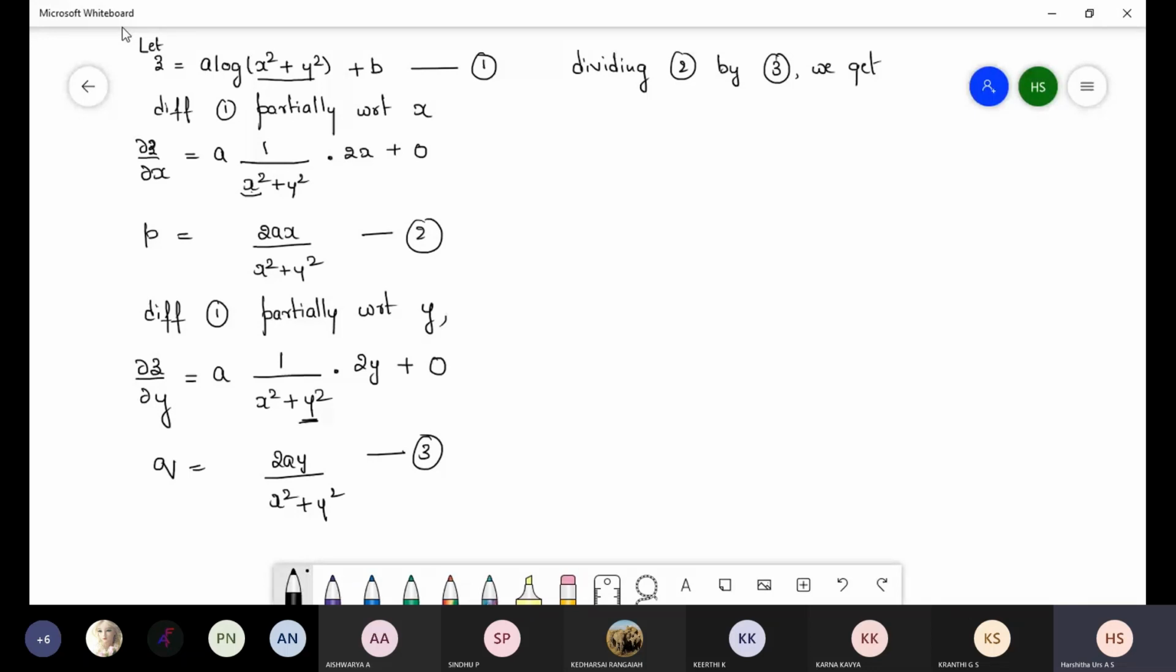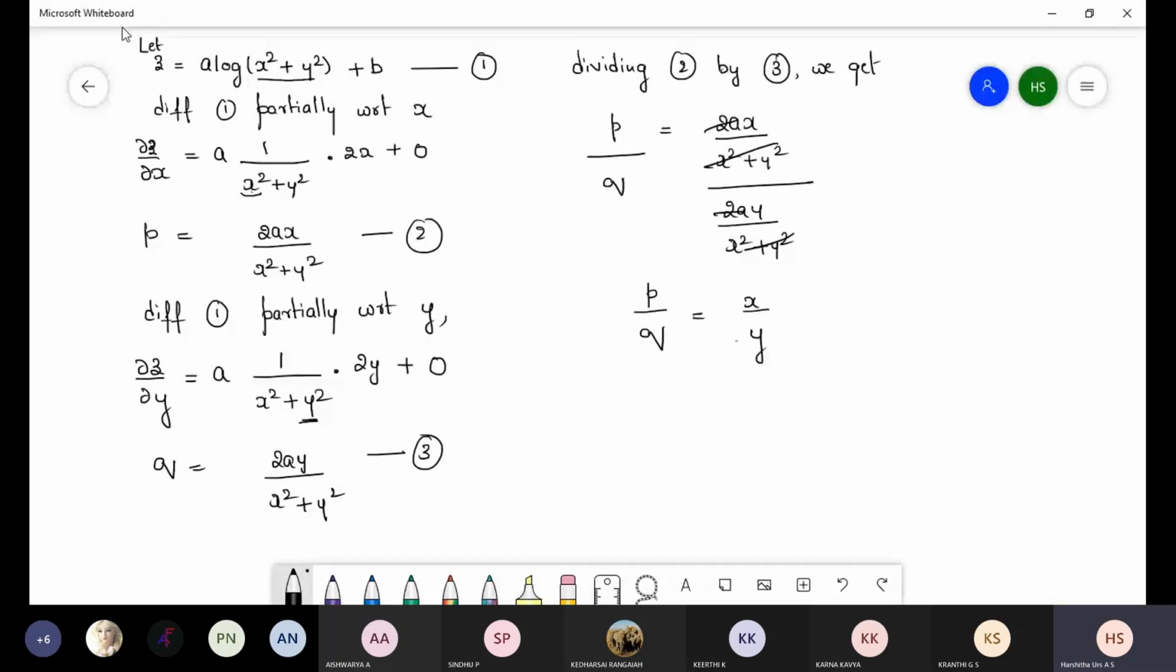So what is our equation 2? P is equal to 2ax divided by x square plus y square. So equation 2 divided by equation 3. So p by q is equal to 2ax divided by 2ay. X square plus y square will get cancelled, 2a will get cancelled. Remaining will be p by q is equal to x by y.